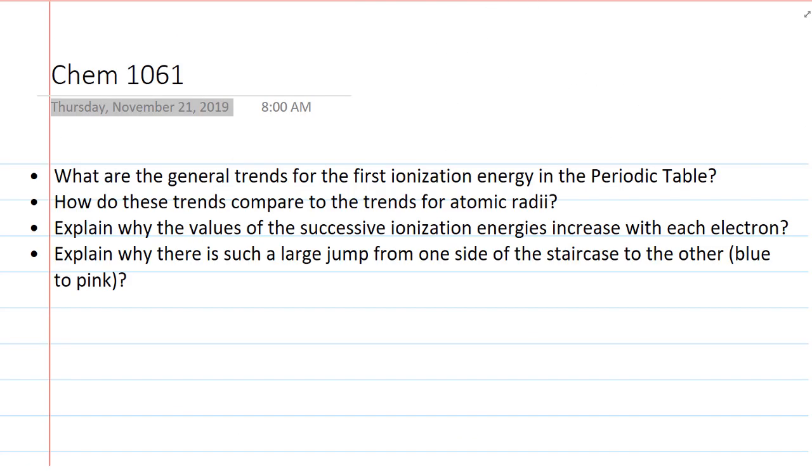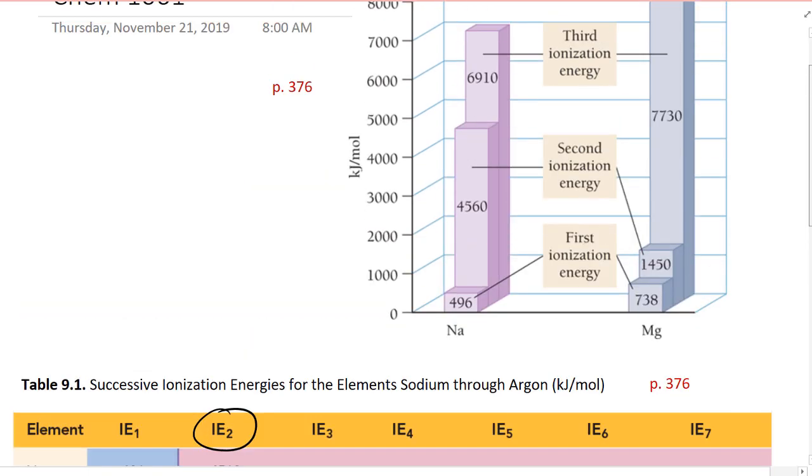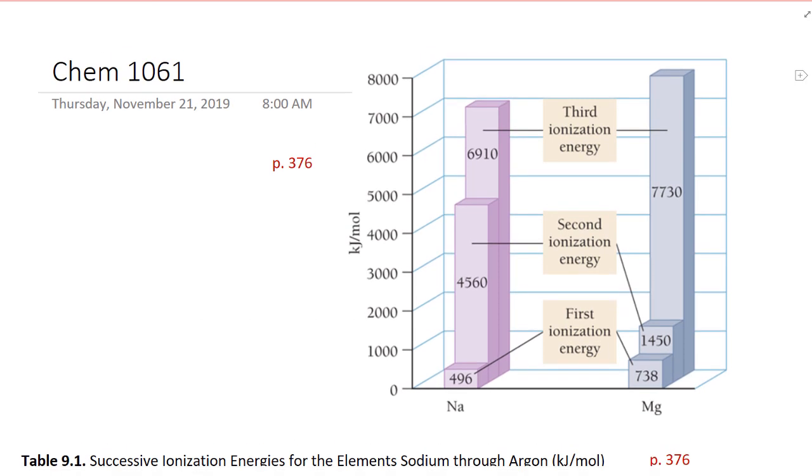Okay, if we go down to, let's see, how do these trends compare? I asked you these successive ionization energies. Okay, so here's what happens when we look at successive ionization energies. You remember that the first ionization energy is the energy required to remove the first electron. The second ionization energy is the energy required to remove the second electron from an atom. The third ionization energy is the energy required to remove the third electron. Now these are called successive ionization energies for the elements sodium and magnesium.